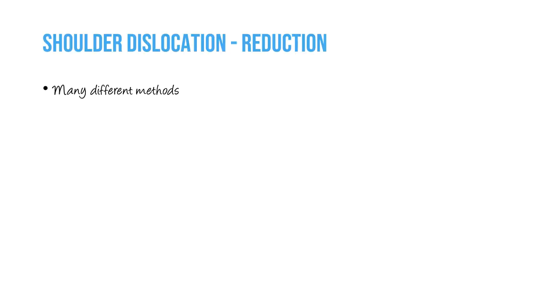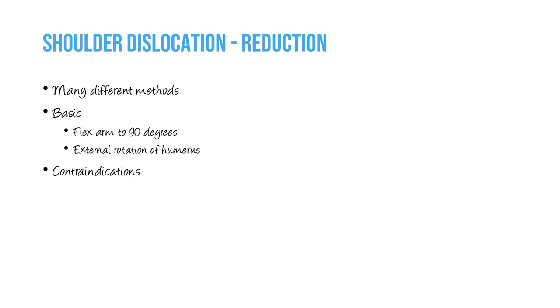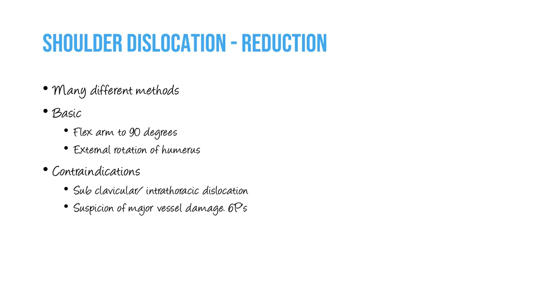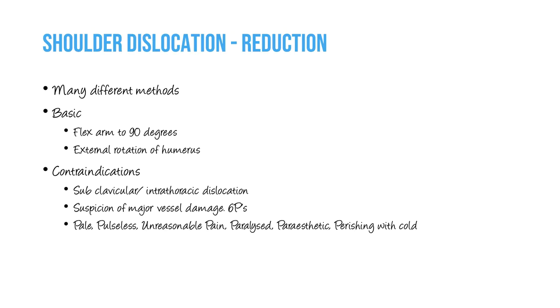Now, reduction can be done by different methods. Basically, you have to flex the arm to 90 degrees and externally rotate the humerus. However, there are certain contraindications where you do not attempt reduction. These can be a subclavicular or intrathoracic dislocation, when you have a suspicion of major vessel damage, with similar features as in a compartment syndrome. Then you have fractures around the shoulder, as you may further displace the fractures. If you try to relocate a dislocated shoulder, you may further displace a fracture and cause more harm than good.